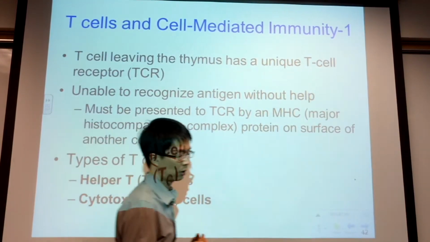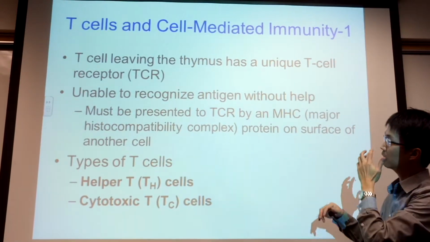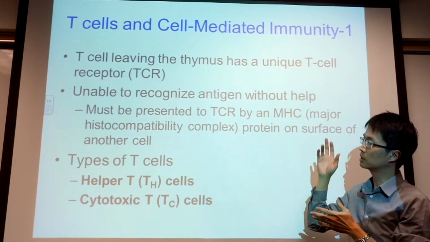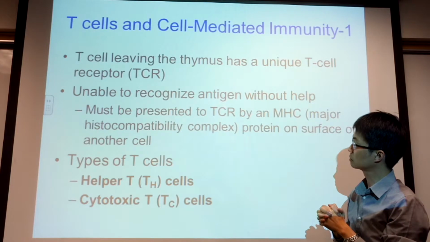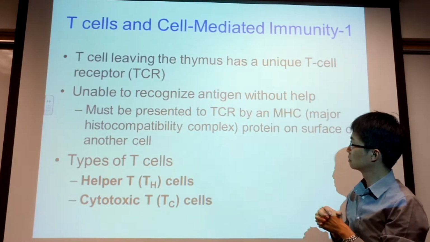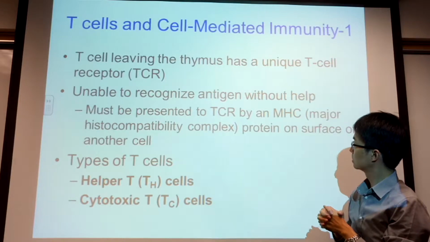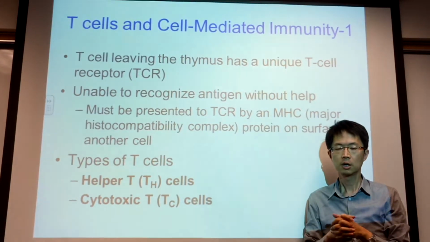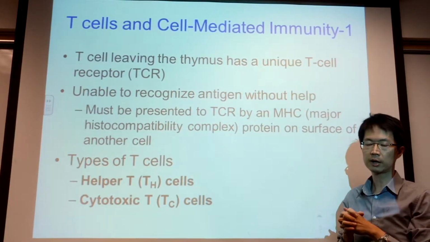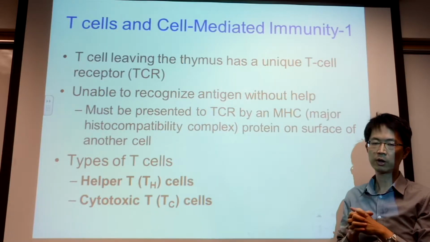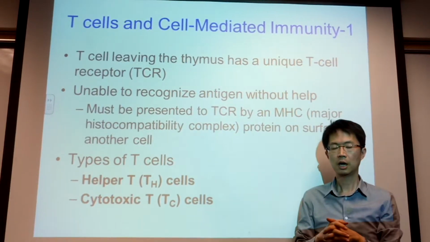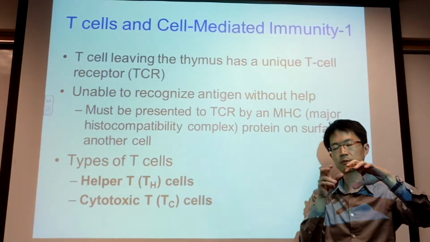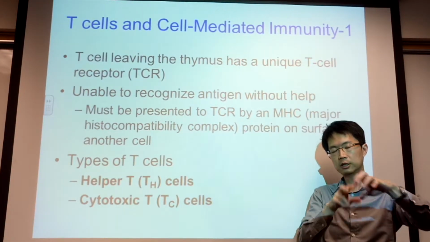Okay, how does T cell work? T cells will leave the thymus after they mature in thymus, and then they will get the T-cell receptor. So how does it work? T cell cannot recognize the antigen directly. It needs someone to help it. If you have a pathogen here, T cell cannot go directly and use the T-cell receptor to bind to the antigen or pathogen.